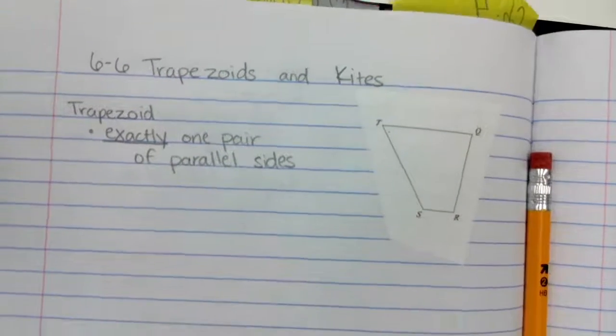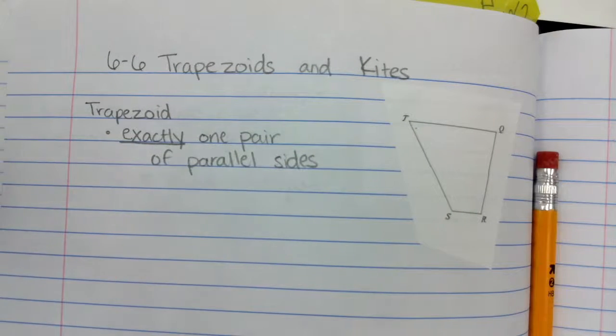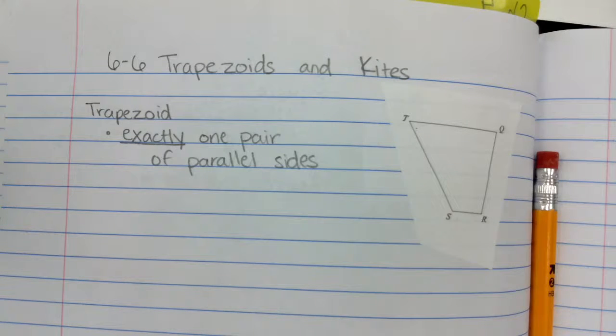And that's the key. A parallelogram and a trapezoid have to be in different groups. There's no overlap because a parallelogram has to have 2 pairs of parallel sides, opposite sides. And a trapezoid is just one pair. There's only a top and a bottom or a side to side. It's not both happening at the same time.